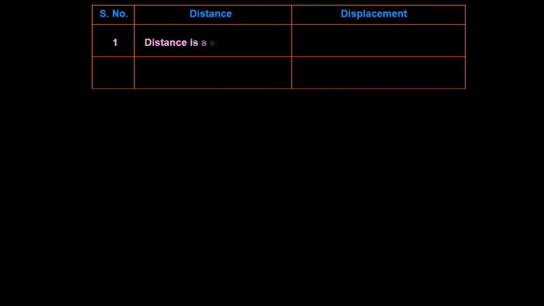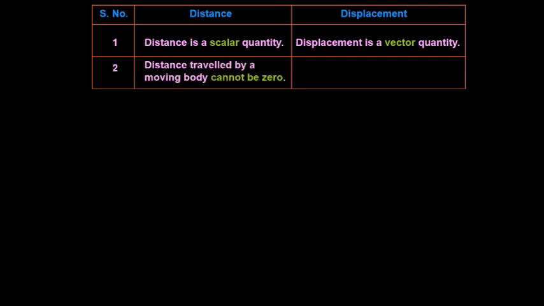So, some comparative analysis of distance and displacement. Distance is a scalar quantity. A scalar quantity is one which doesn't depend on direction. It is only the magnitude. Magnitude means its numerical value. And displacement is a vector quantity. That means it depends on the magnitude, that is the numerical value, as well as the direction.